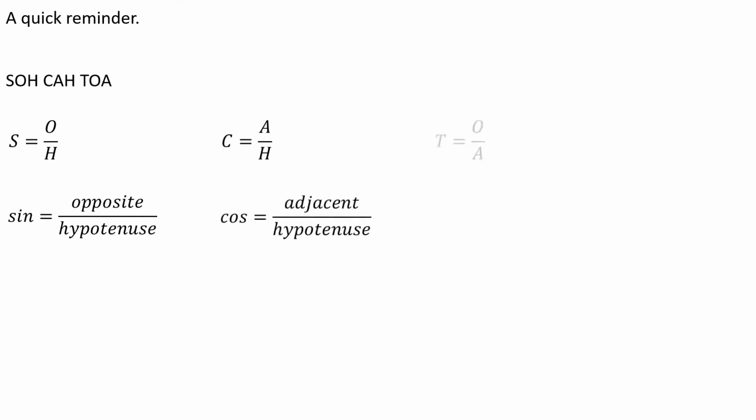Quick reminder: SOHCAHTOA. Sine is opposite over hypotenuse. Cosine is adjacent over hypotenuse. Tangent is opposite over adjacent.